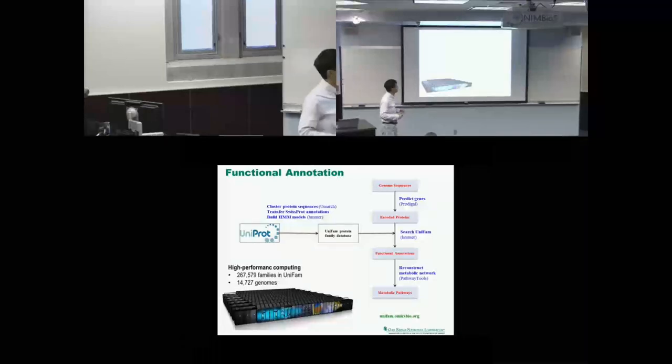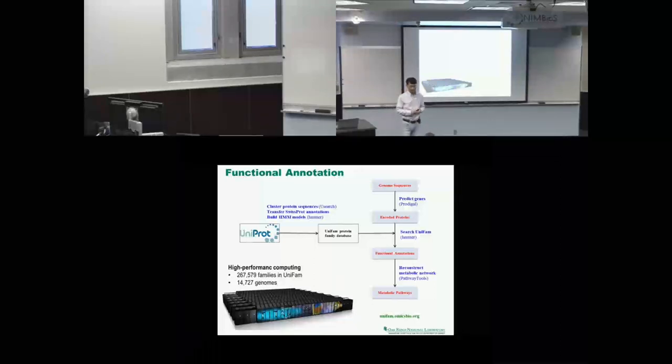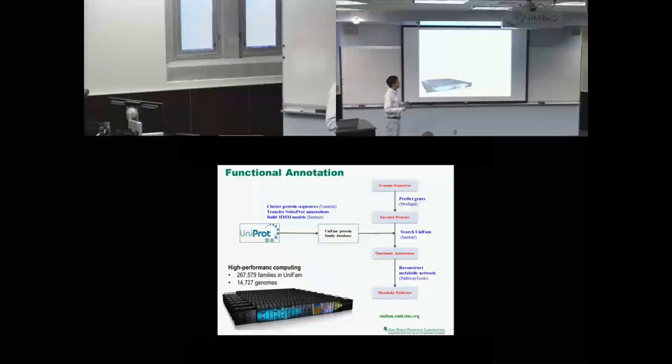First, we download all the genome sequences from GenBank. Then we do gene prediction with Prodigal. This gives us the proteins that are encoded in all the genomes. Then we search those proteins against our UniFam database. This gives us the function annotation for those proteins, which includes a consistent protein name, EC number, and GO terms. So all this can be compared across all these thousands of different genomes.